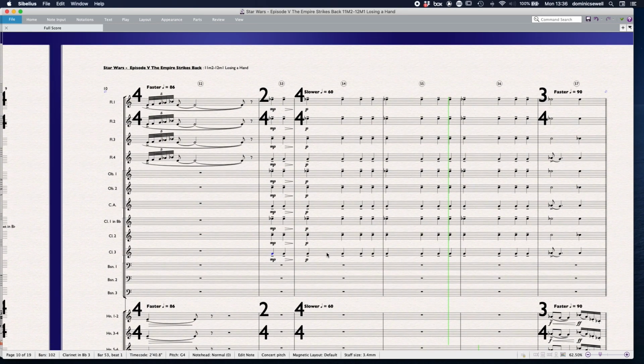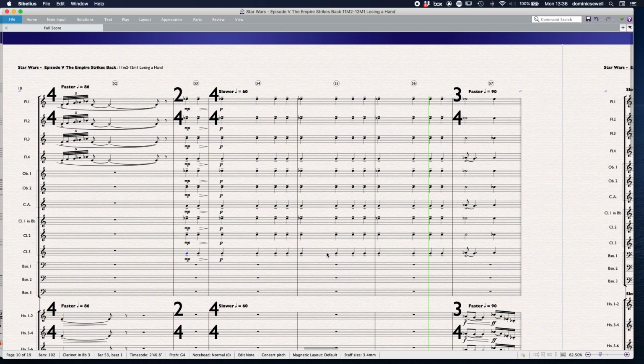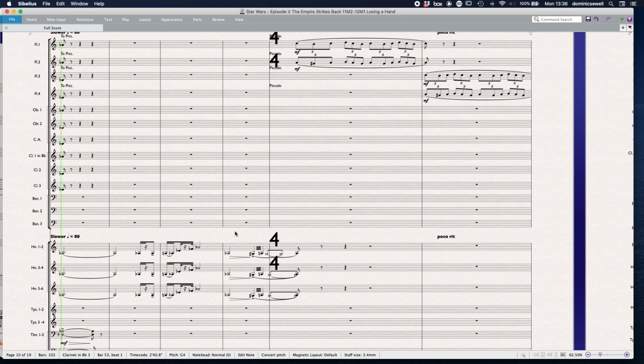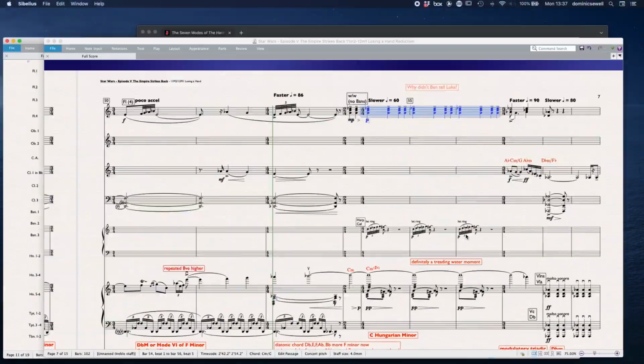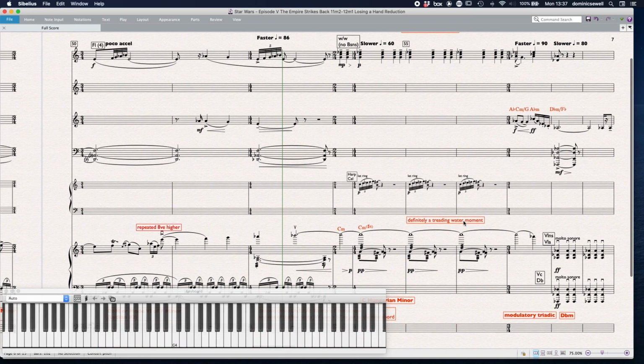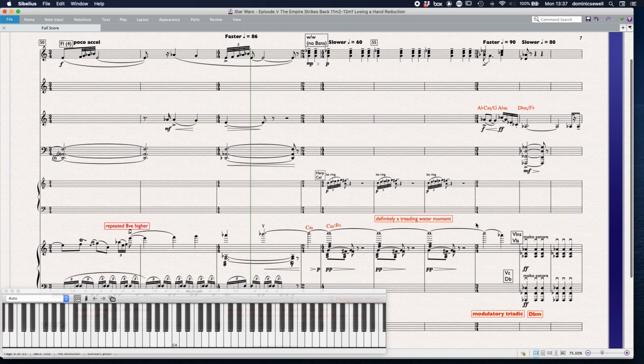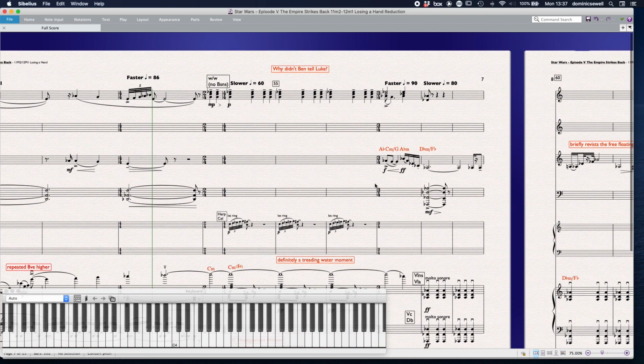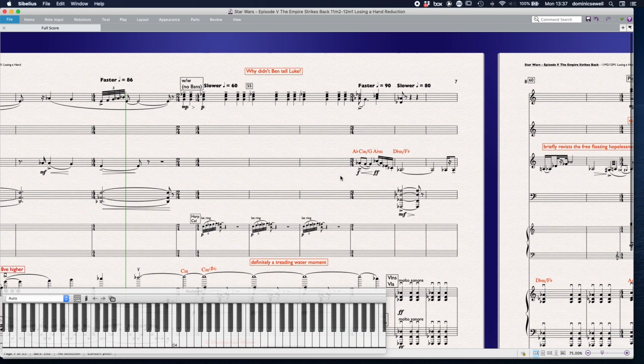just treading water, really. And then we're back into the same material that we had before. So this is definitely a treading water moment. C minor with a sharp 4. Why didn't you tell me, Ben? You know, basically is what he's sort of shouting.